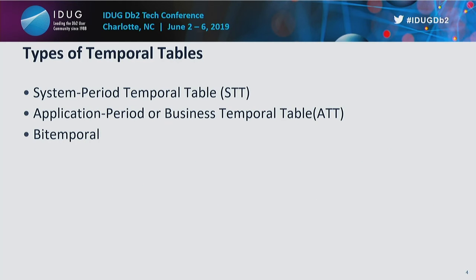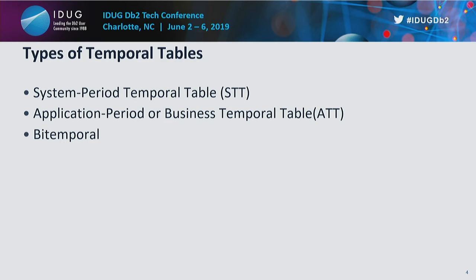So you have 3 types of temporal tables. You have system period temporal tables, or STT for short. That's where DB2 maintains the row validity. DB2 maintains the row start and the period end date timestamps. You also have an application period or business temporal table. That's where you as the end user set up your business rules, and the business rules dictate when a row is valid. And you also have a bitemporal table, which is a table which contains both system period and application period all rolled into one.